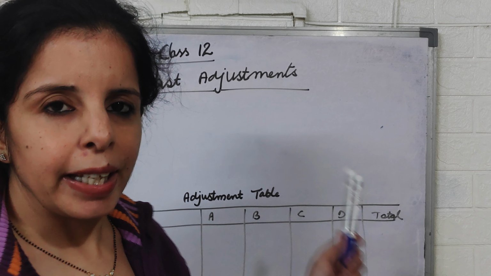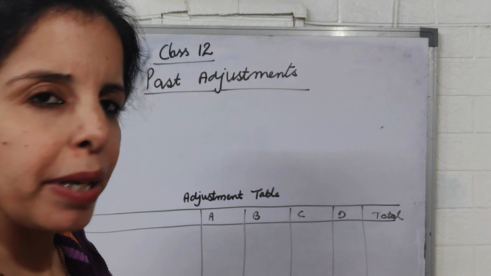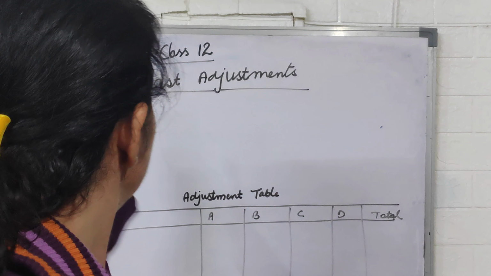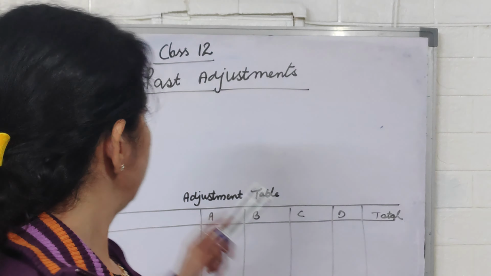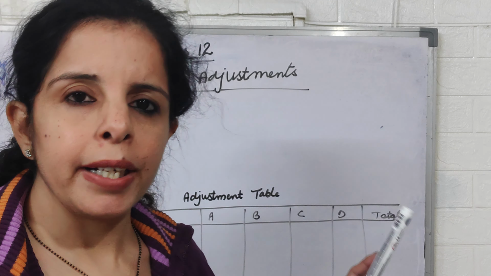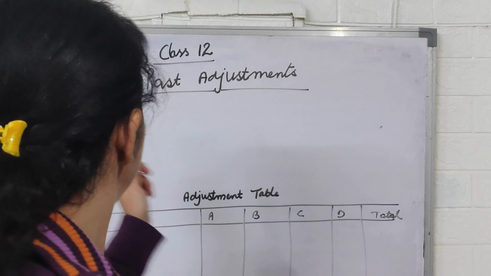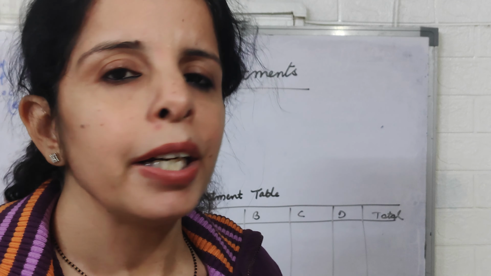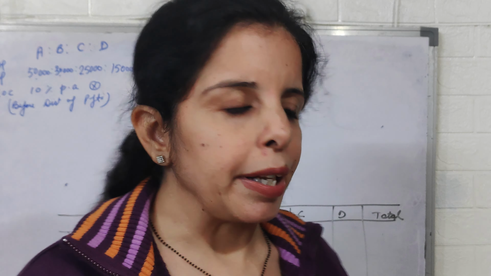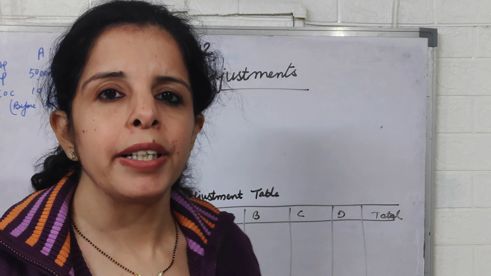Let's understand with an example. A, B, C, D are four partners. The opening capital of A, B, C, D are 50,000, 30,000, 25,000 and 15,000. Interest on capital was to be paid at the rate of 10%, but it was omitted and profit was distributed without paying the interest on capital. So how are we going to adjust this entry? We have to prepare an adjustment table for that.